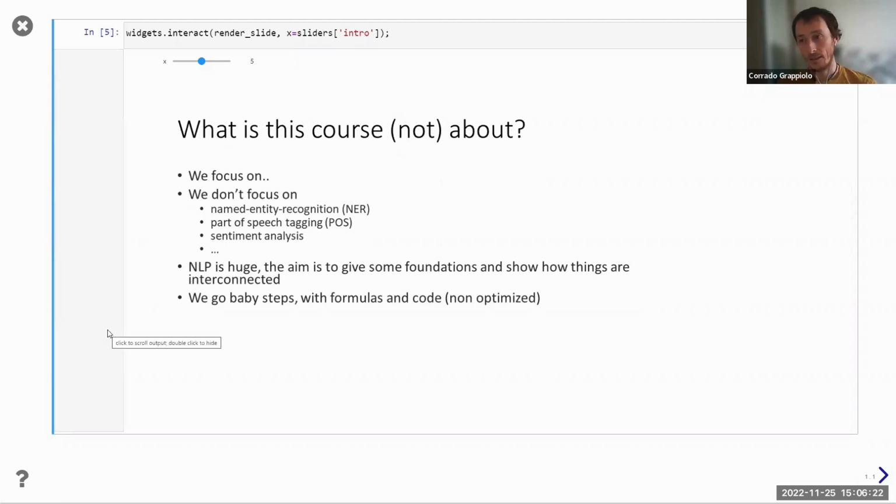The code that you will play with, and the code that I'll show you, is not optimized. Here, the focus is not on reaching state-of-the-art performance and whatnot, but just to show you how things work. Because of that, the code is a bit redundant, and of course, things can always be done in a better way.